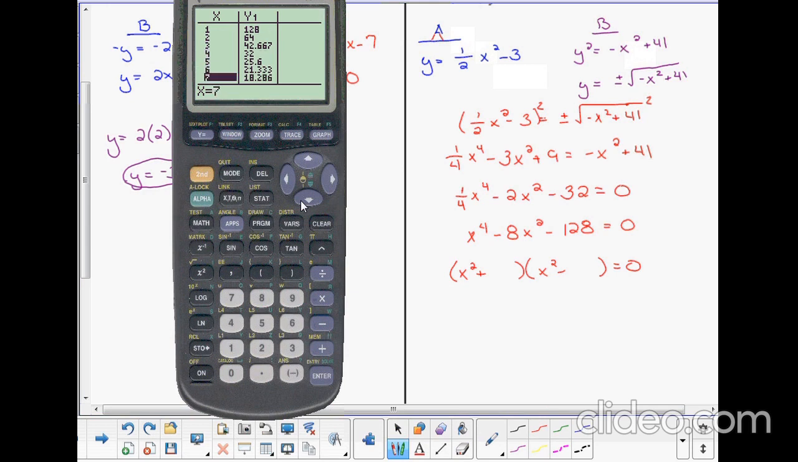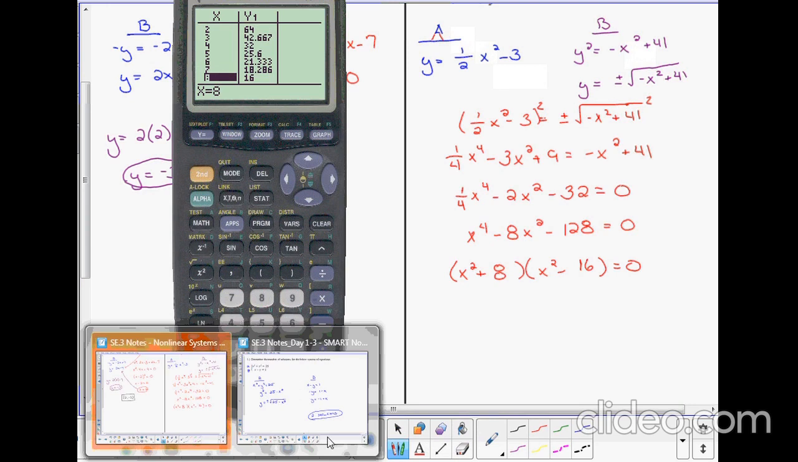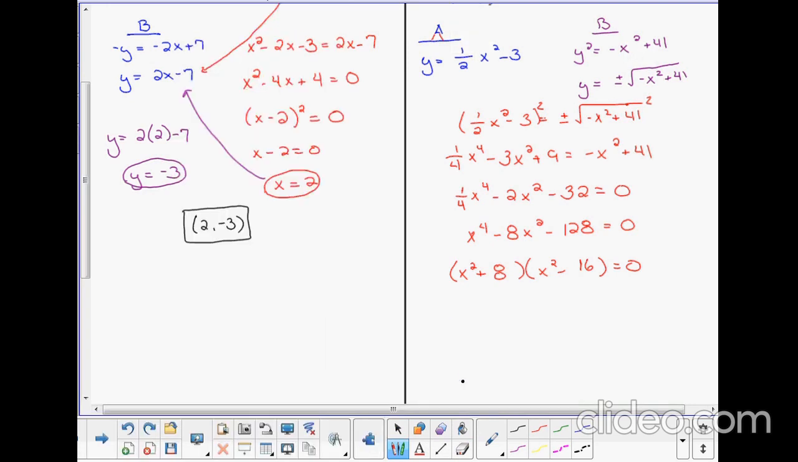And we're looking for factors that would have a difference of 8. And we can see 8 and 16. So this would be x squared minus 16 and x squared plus 8. Now I have two factors that multiplied together give me 0. So I can set those two factors equal to 0. x squared plus 8 is equal to 0.